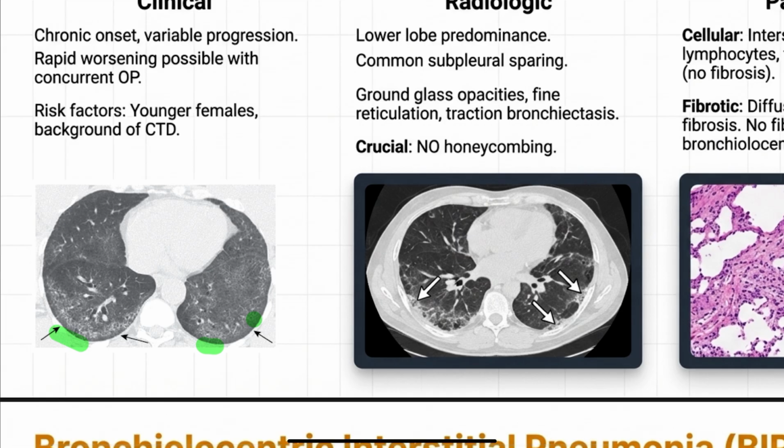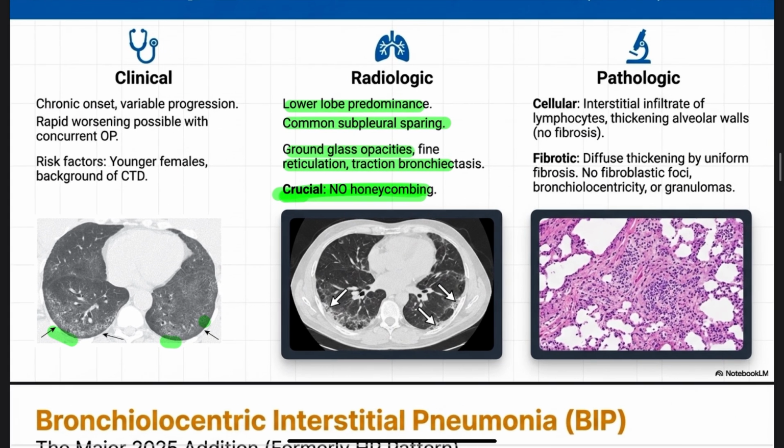When there is progressive fibrosis it can end up like this, so it doesn't always need to have subpleural sparing. Lower lobe predominance, commonly subpleural sparing is present, with GGOs with fine reticulation, and there is no honeycombing. If it's honeycombing, it is UIP, that's all.